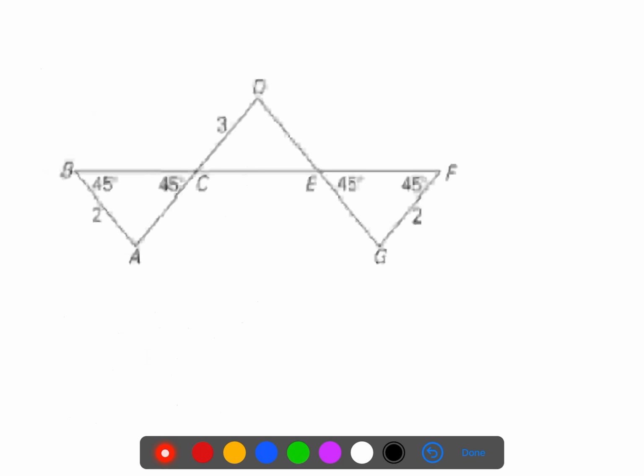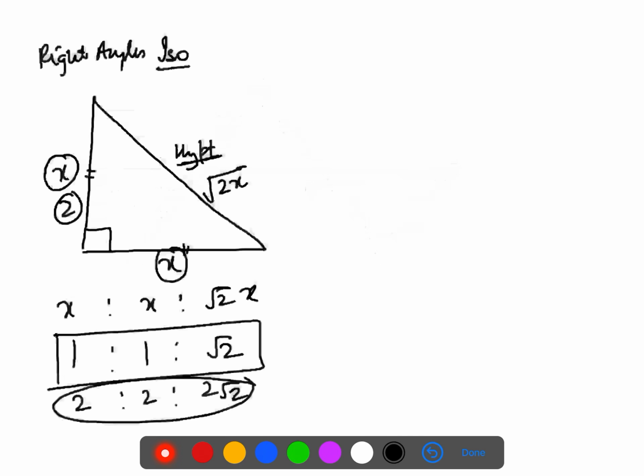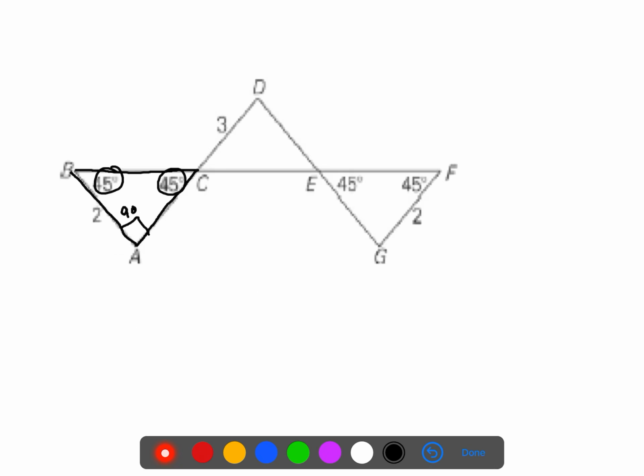Let's take one example. Here, let's take this triangle ABC. 45, 45 are two angles, so sum should be 180. So this becomes 90. So it becomes 90, 45, 45. That's what right angle isosceles triangle is. So if this side is 2, this will also be 2. This is hypotenuse, this will be 2 root 2. Same goes here, 2, 2, 2 root 2. So now this angle is 45, this will also be 45.